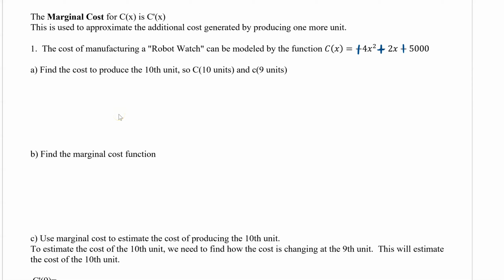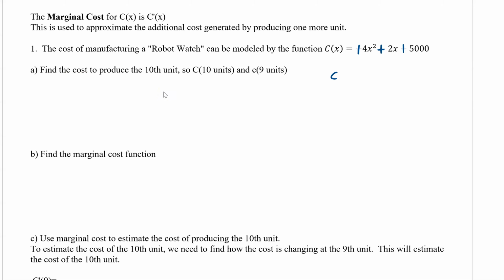So in this video, we're going to talk about marginal cost. But before we do marginal cost, we're going to start with actual cost. Marginal cost, we use the derivative to find out exactly what the approximate cost is for one more unit. So we're going to start with the cost of manufacturing a robot watch, and it can be modeled by this function. So we want to find the cost to produce the 10th unit.